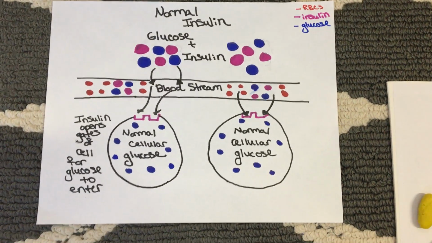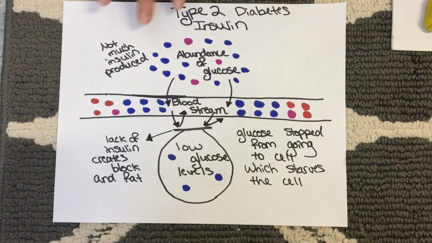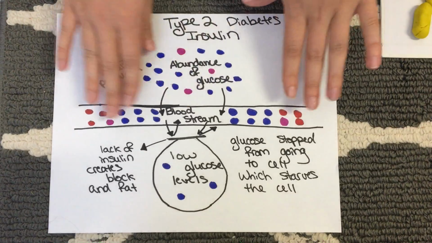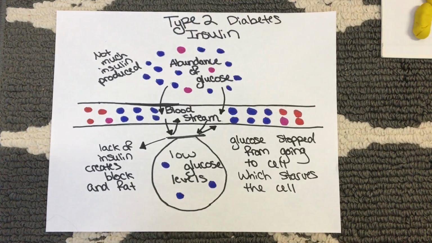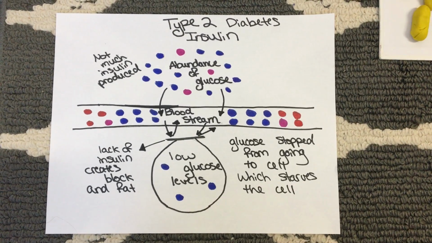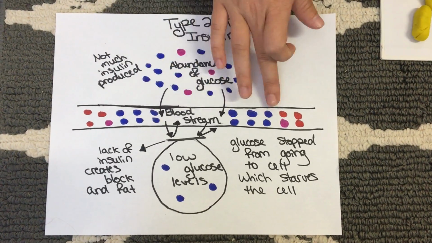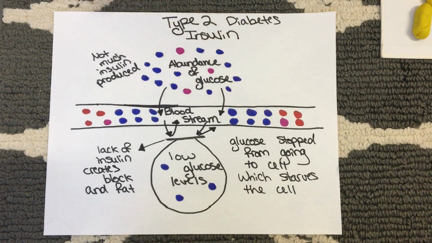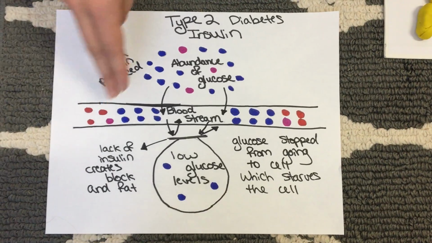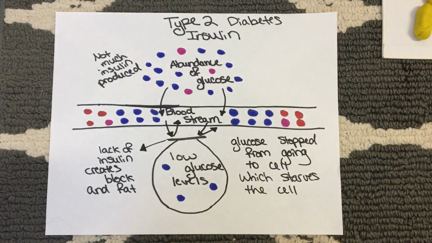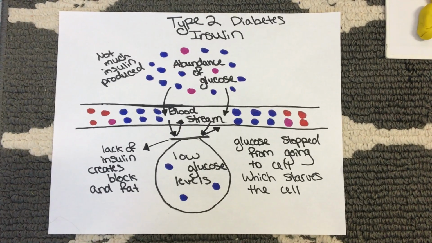With type 2 diabetes, what happens is you have this influx of glucose in the bloodstream. So all this blue is in the bloodstream. And there's only like 2 insulins secreted by the pancreas because it's decreasing its insulin production. So only some insulin is connecting to some glucose, and only some of it is getting into the cell. So you're not getting as much in the cell as you need, so your cells are starving.